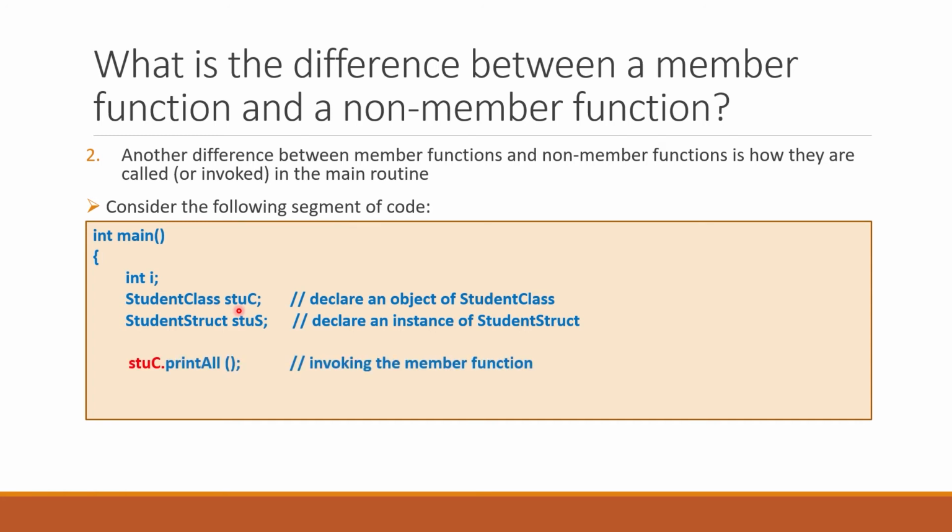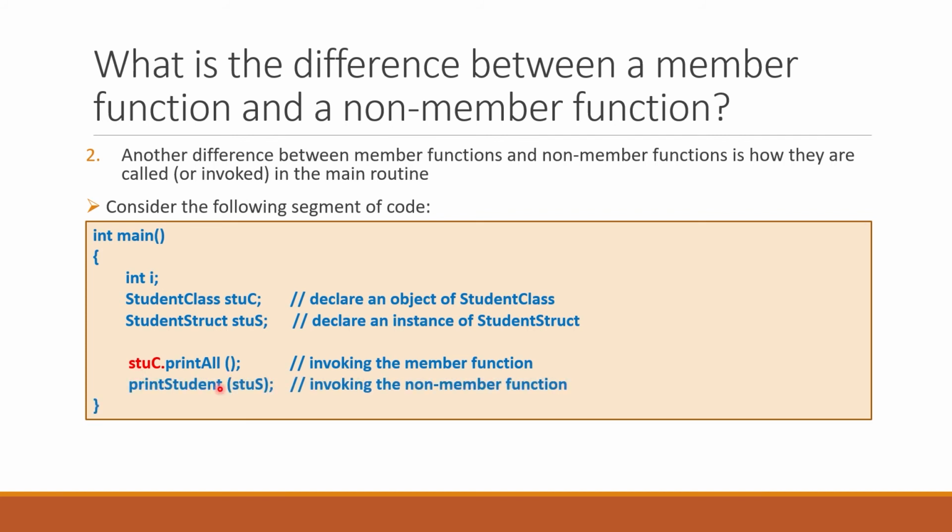Now, again, the difference between a member function and a non-member function is how they are called in the main routine. So, if I want to invoke a member function, first I take the object of student class, stu_c, and I put it on the outside and I use the dot notation, and then I write the member function name. stu_c is going to be called the invoker in this case because it is invoking the printall function for the stu_c object.